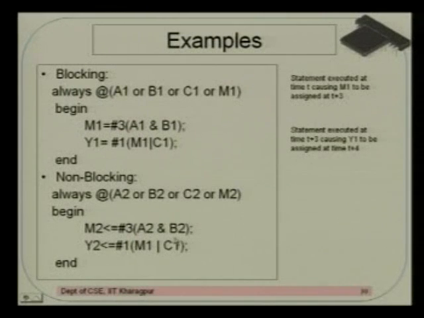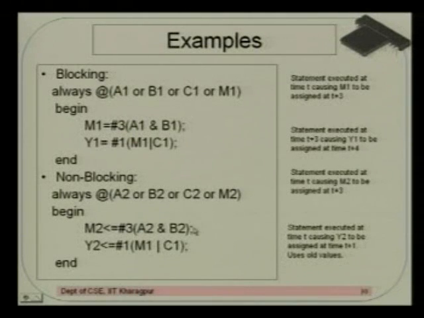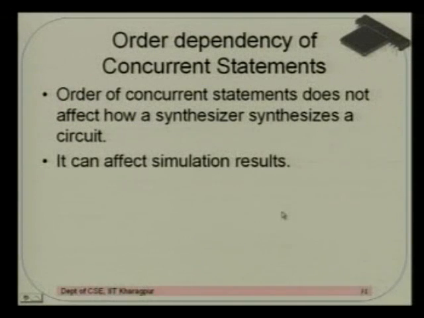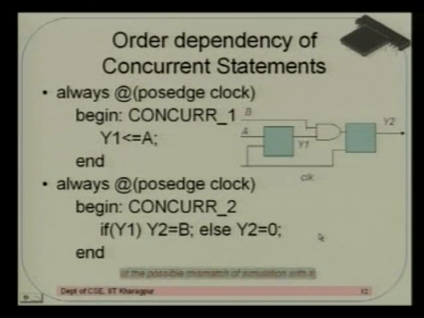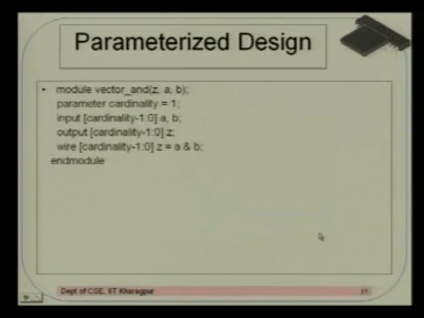But what about this? The first will take place at time t plus 3, so there is no difference. But what about the last one? T plus 1, right? So that is the difference, okay. So therefore in this case it is using old values, right? So I hope it is clear, right? So there is an order dependency of the concurrent segments, but these are more involved issues, and I am running out of time, so I would skip these issues.